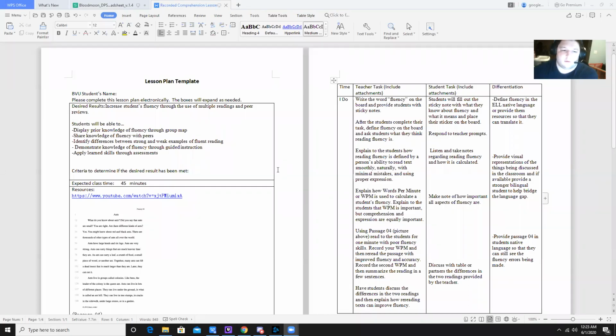Okay, so the lesson plan I went with was a fluency-based lesson because I believe that fluency is the connection to comprehension. And I always think that fluency lessons are really interesting and they can add a lot of engagement to the classroom. So the desired result of my lesson is to increase students' fluency through the use of multiple readings and peer reviews. And by the end of it, students will be able to display their prior knowledge of fluency through group map, share knowledge of fluency with peers, identify differences between strong and weak examples of fluent reading, demonstrate knowledge of fluency through guided instruction, and apply learned skills through assessments.